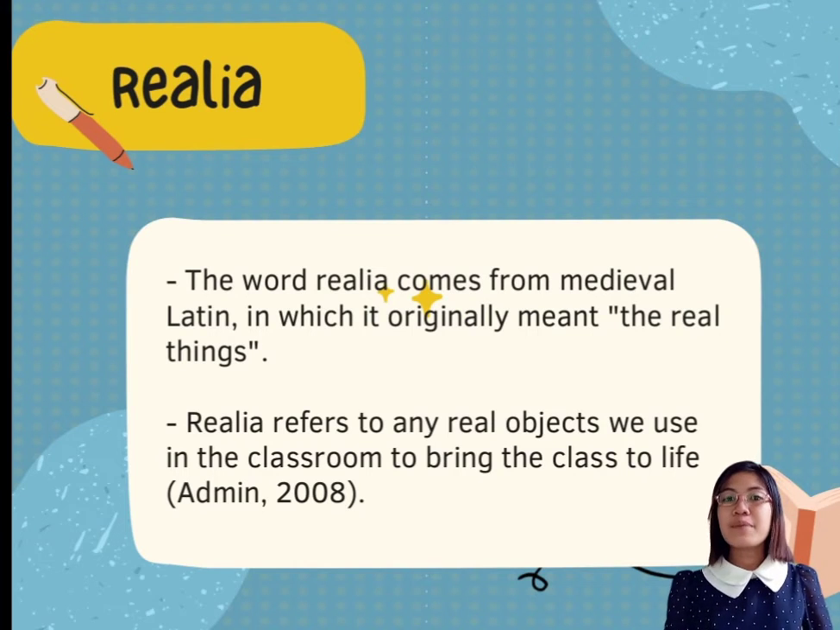The third instructional material is the Realia. So the word Realia comes from medieval Latin in which it originally meant the real things. So according to admin in 2008, Realia refers to any real objects we use in the classroom to bring the class to life. So Realia are physical objects that are related to the target culture.